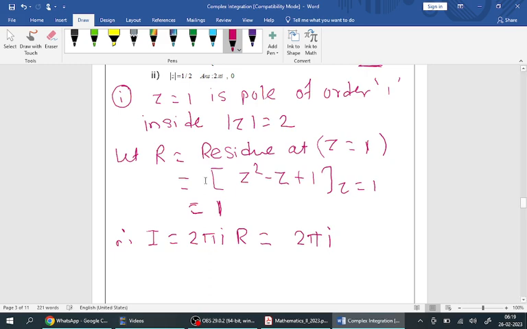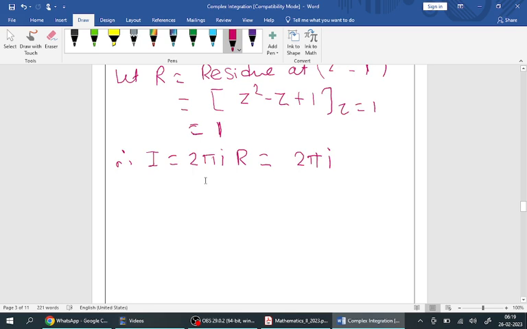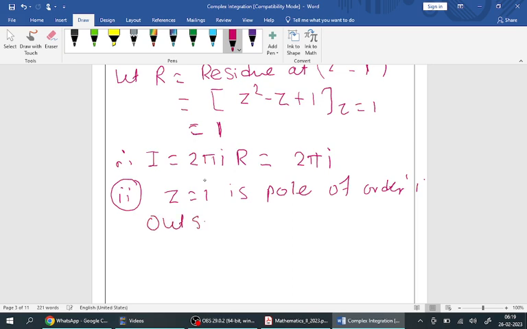Okay, and the second bit is very simple. In the second bit, we observe z equal to 1 is a pole of order 1, but outside mod z equal to half. Because this is mod z is 1, and 1 is greater than a half, obviously this pole is outside the circle of radius half.